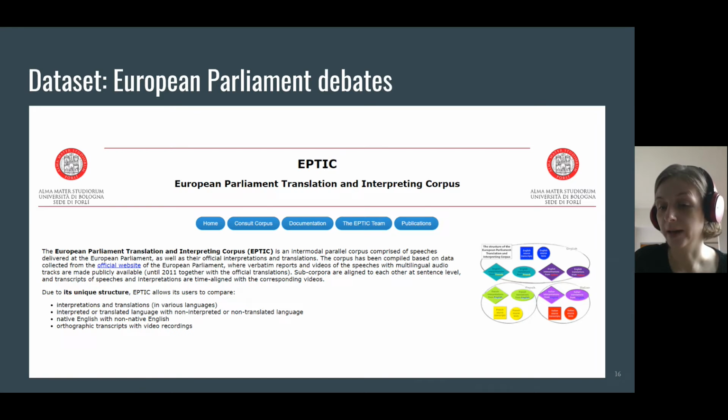The corpus is already available online. So the data set that I am analyzing is available online. I made it available via the European Parliament Translation and Interpreting Corpus.